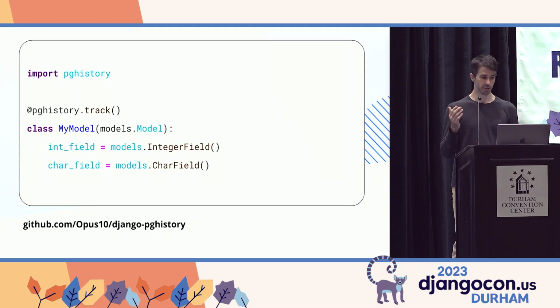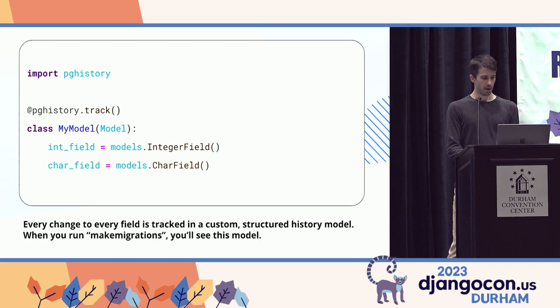So PG history in a nutshell, the way it works from a library perspective, is you install Django PG history and add it to your installed apps like any other app. Going back to our original model definition, you just import it and do pghistory.track, and that's literally all you have to do. Once you've done this, what happens underneath the hood is that the changes aren't tracked to some sort of model with JSON.